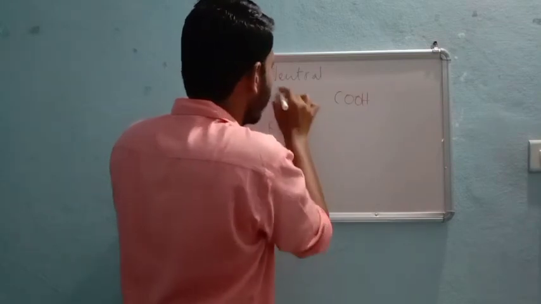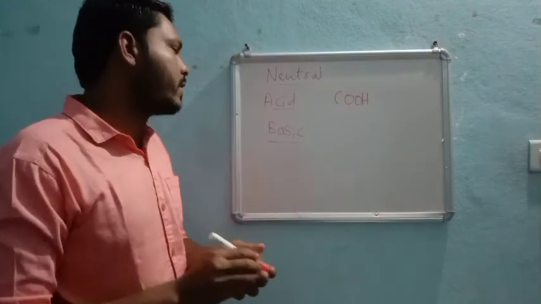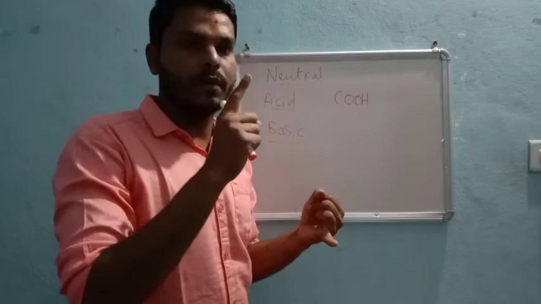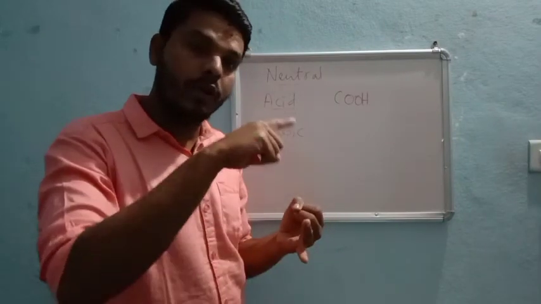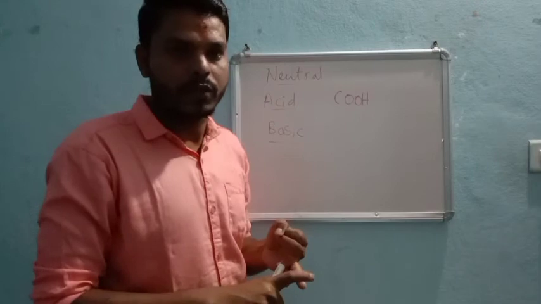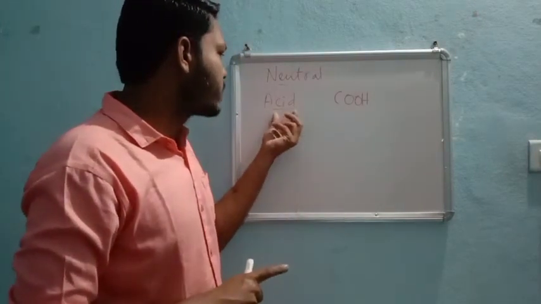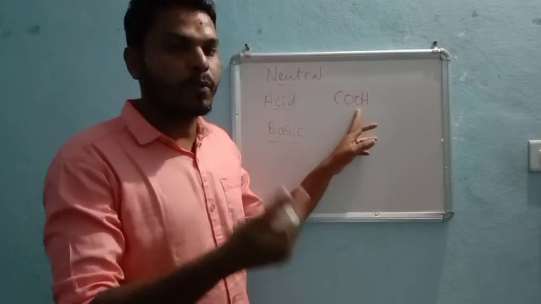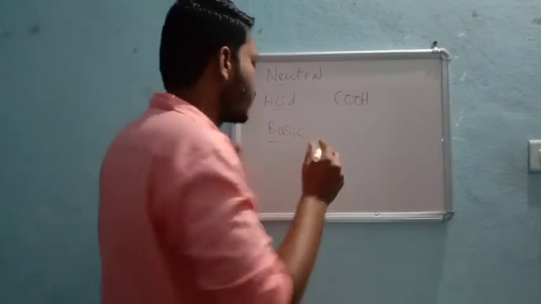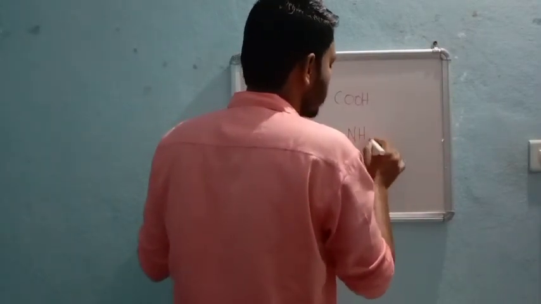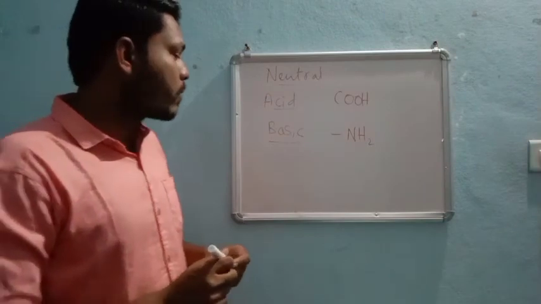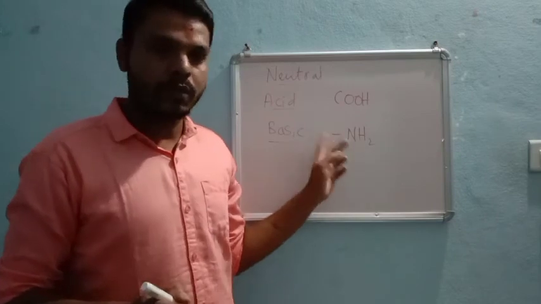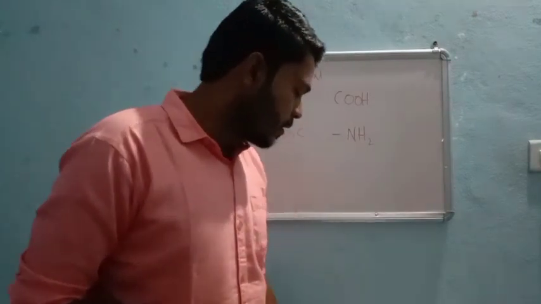Based on these three natures we divide. Neutral means neutralized, so the number of amino groups is equal to the number of carboxylic groups. Acidic amino acid means in such amino acids the acid groups are more. And basic is nothing but, NH2 is the base, right? So here there may be more amino groups, and based on that we call it a basic amino acid.